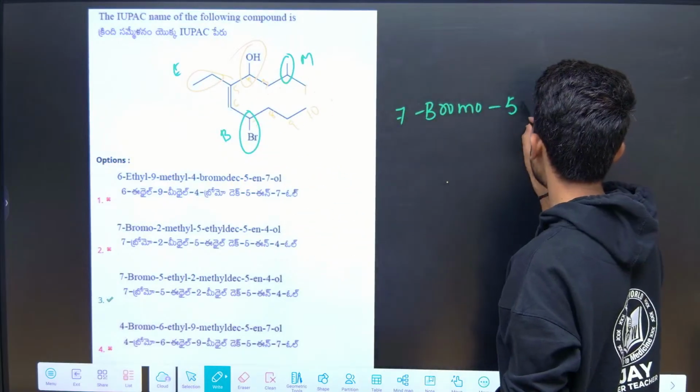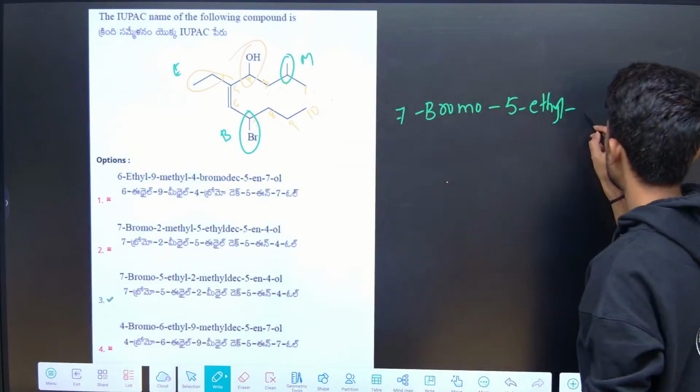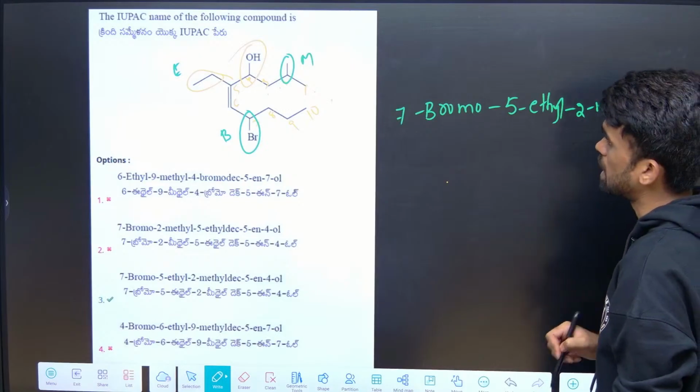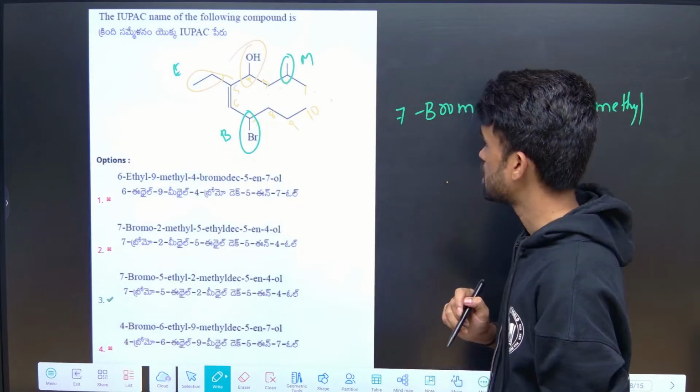So 5 ethyl. After that 2 methyl. How many carbons are there in total? 10, right? So decane we have to say. What is that? A decane.